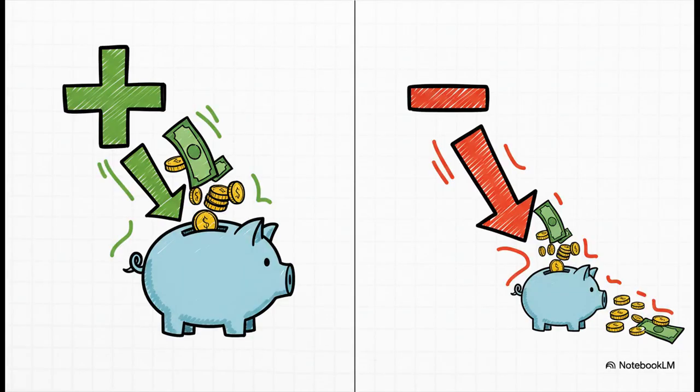Now, before we look at a real example, here is the golden rule. It's so simple, but it is so important. If you see a positive number on the statement, it means cash came into the business.